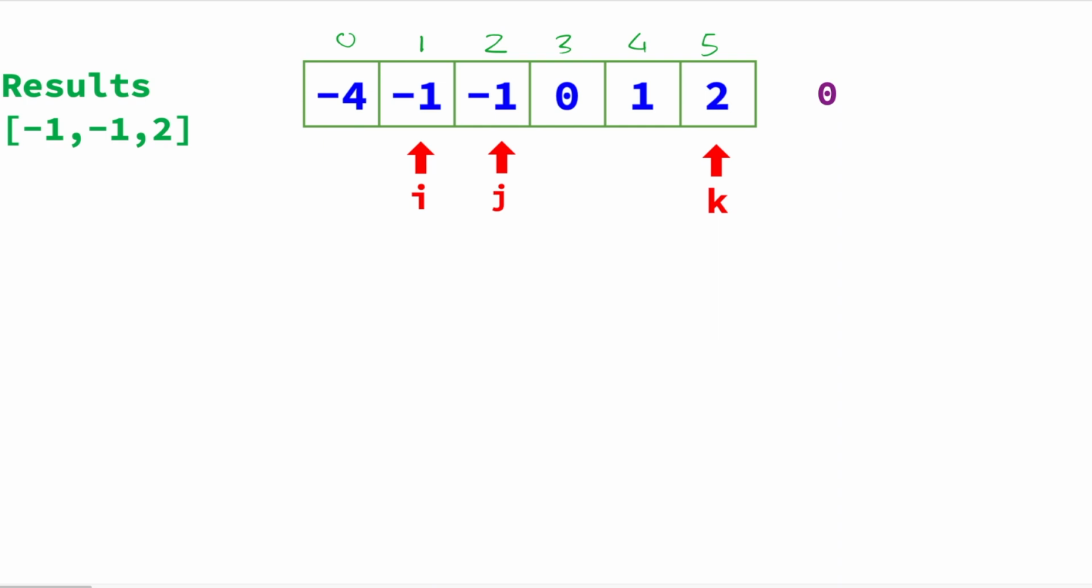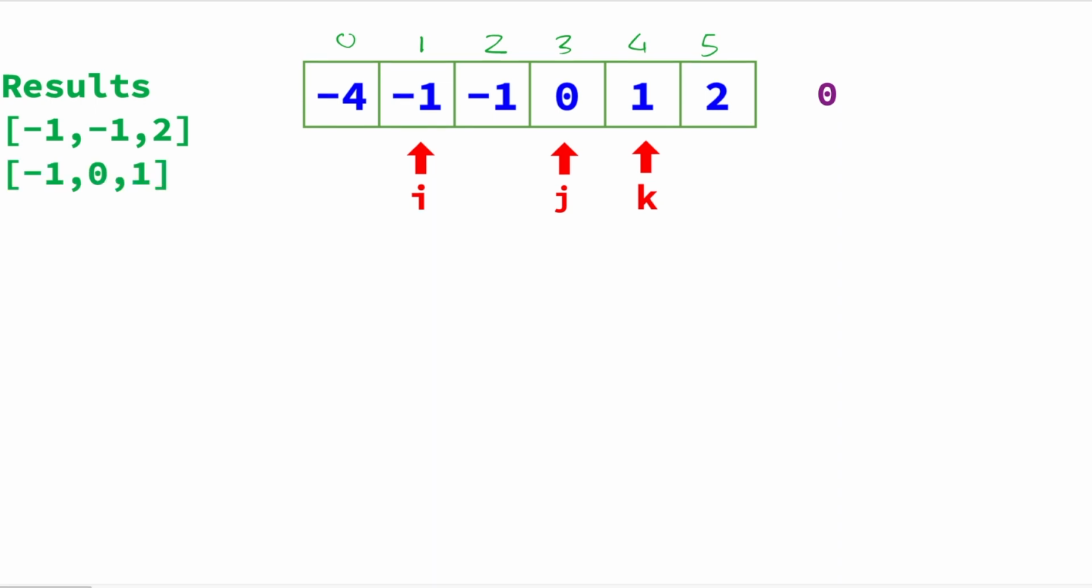Once we find a triplet, we want to move the index j one position to the right, and we recalculate the sum and we get +1. Because the sum is greater than 0, we want to move to the left of the number line or the left of the array, so we will decrement k by one position. After that, we will recalculate the sum, and we can see that the sum of the values at indices i, j, and k is again 0. That means we have found another triplet.